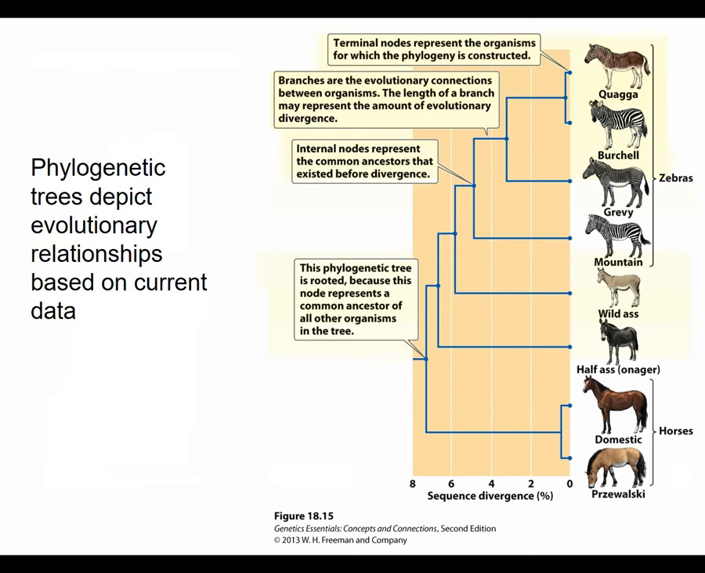The idea here is that the things that are only related by a distant ancestor are going to have more genetic differences when compared to each other. Things that have a more recent ancestor are going to have fewer differences when compared to each other. And that's a pretty reasonable assumption.